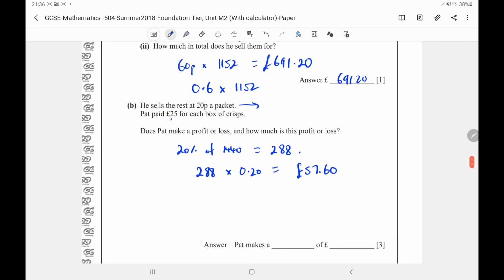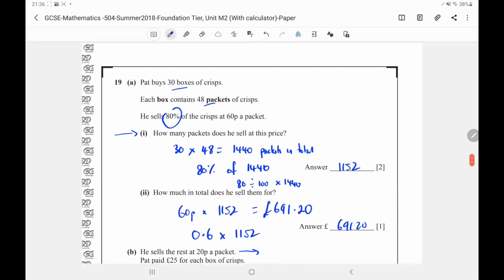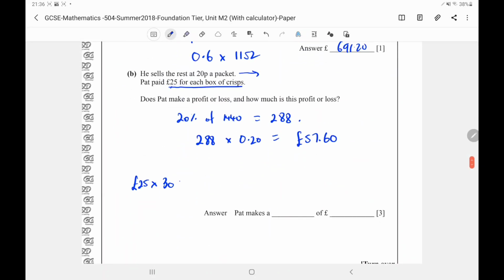Now how much did he pay in total? He paid £25 for each box. So £25 multiplied by how many boxes did he buy? He bought 30 boxes. So the amount of money that he spent is £25 multiplied by 30. So he spent £750. So this is what he spent.